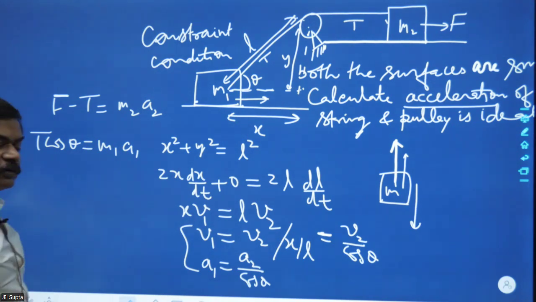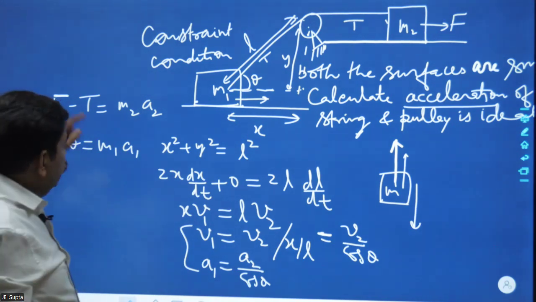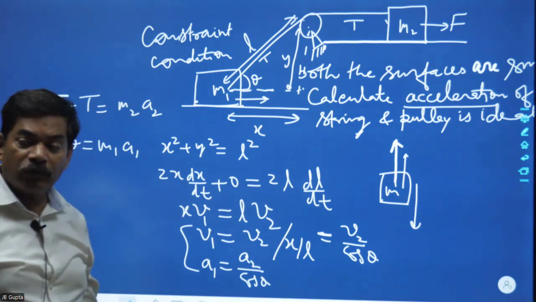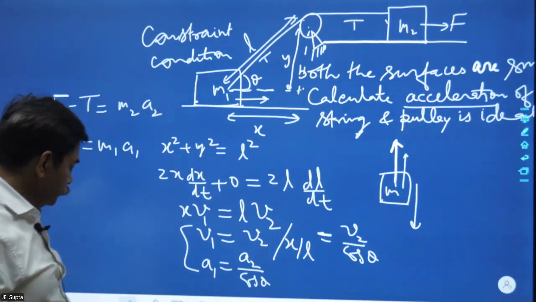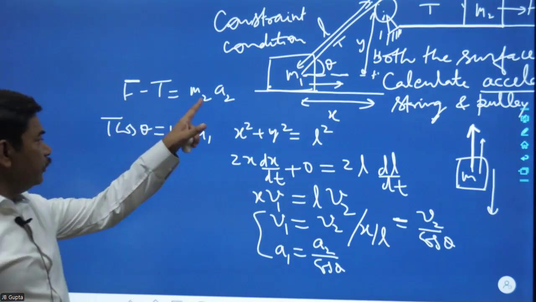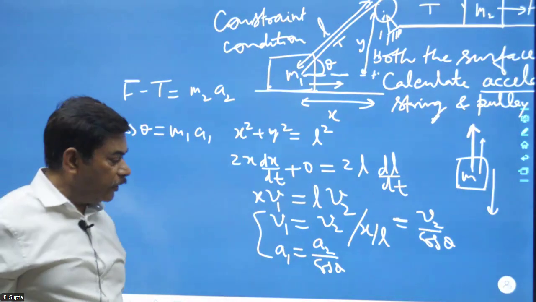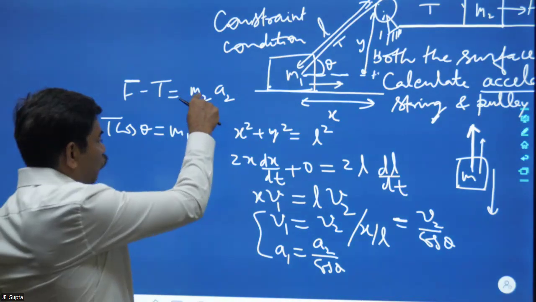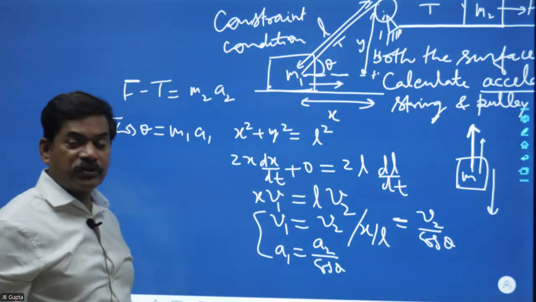So you've got three equations and three unknowns. T, a1, a2, these are three unknowns. And there are three equations: equation 1, equation 2, and this one, equation 3.